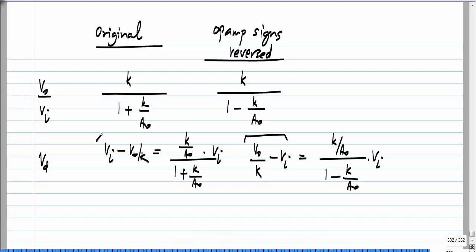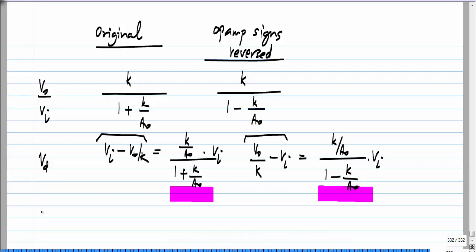All I have done is consider what V D is in each case. In the first case, it was (V I minus V naught) by k. With the op amp signs reversed, it was V naught by k minus V I. And in terms of V I, that turns out to be either this one or that one. Again, it does not look like there is much difference over there, because this k by a naught is expected to be much smaller than 1 anyway.